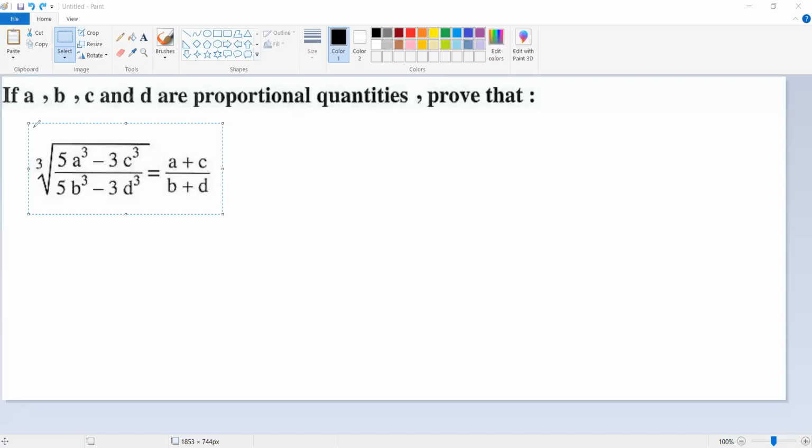The same idea here. A, B, C, and D are proportional quantities. I want to prove that the left-hand side is equal to the right-hand side. So, as you know, A over B is equal to C over D is equal to M, because they are proportional. So what is the value of A? A equals Bm, and C is equal to Dm.